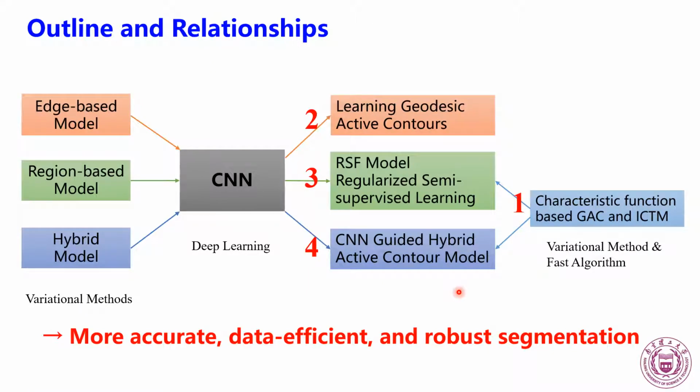In this presentation, I'd like to share 4 works during my PhD. First, we create a characteristic function-based formulation for the geodesic active contour model and design a fast algorithm for the new model. Then I will present 3 works about combining variational models and deep learning methods for more accurate, data-efficient, and robust segmentation.